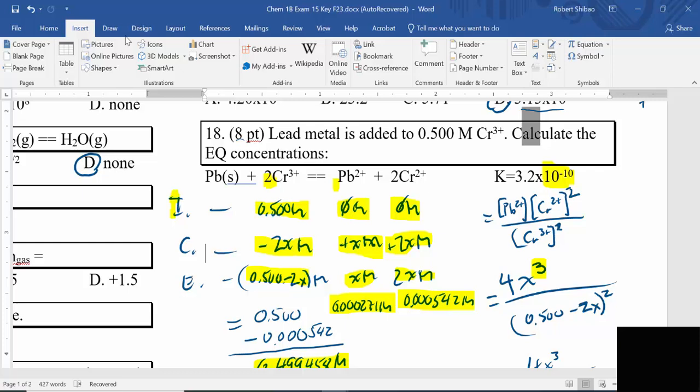x times 2x quantity squared. x times 2x quantity squared would be 4x squared times x, which is 4x cubed. So that's where this comes from, 4x cubed. And then the chromium-3 concentration is going to be 0.500 minus 2x. And lead, again, lead does not participate. So that's 0.500 minus 2x quantity squared. So we can get this into cubic form.